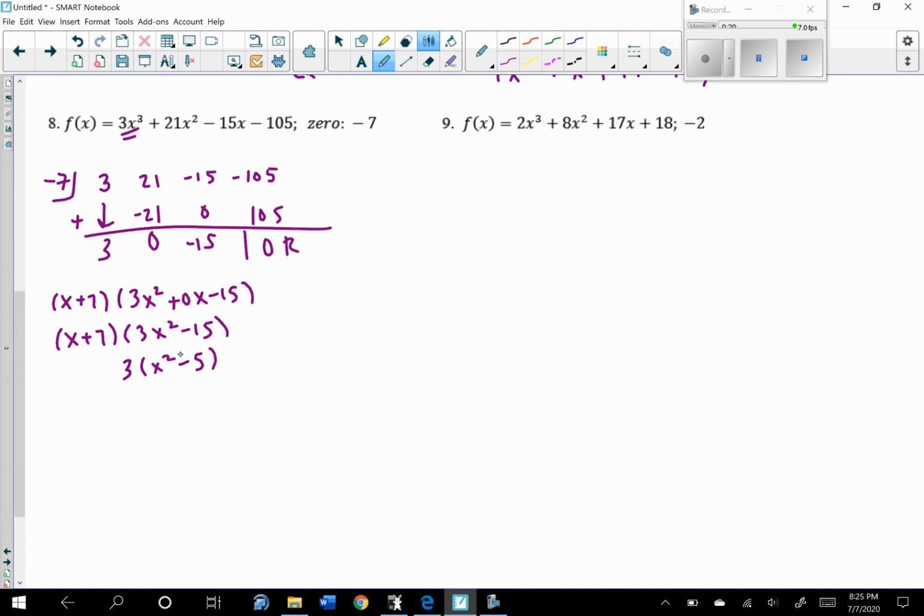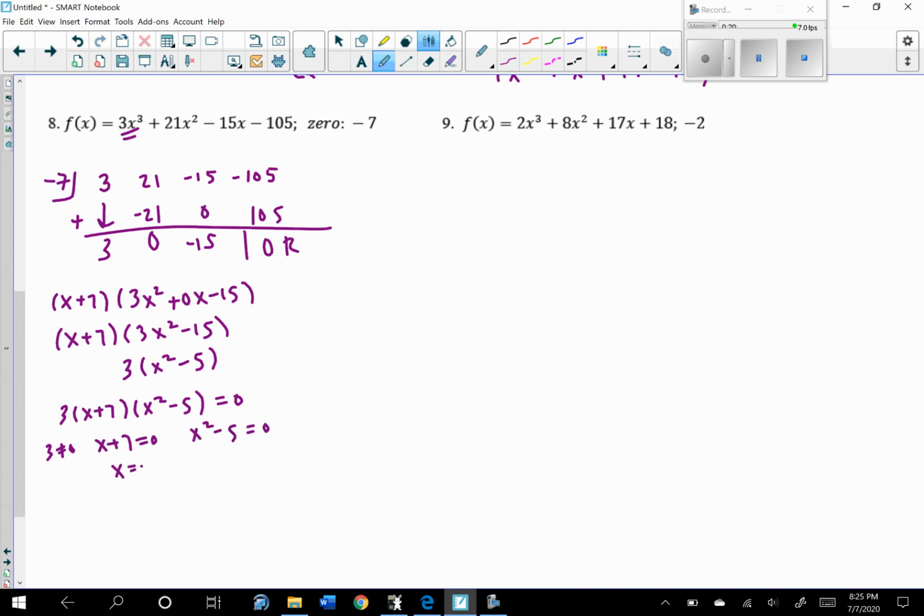And then this does not factor any further. It's not the difference of squares because we can't take the square root of 5. So my factored form is 3 times x plus 7 times x squared minus 5. That's completely factored. So remember I set this equal to 0 to solve. So 3 does not equal 0, so we don't do anything with that. x plus 7 equals 0, and x squared minus 5 equals 0.